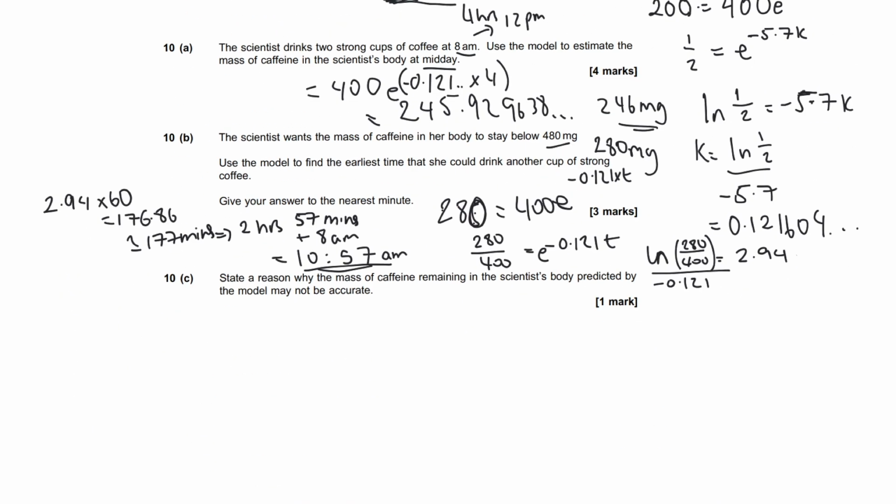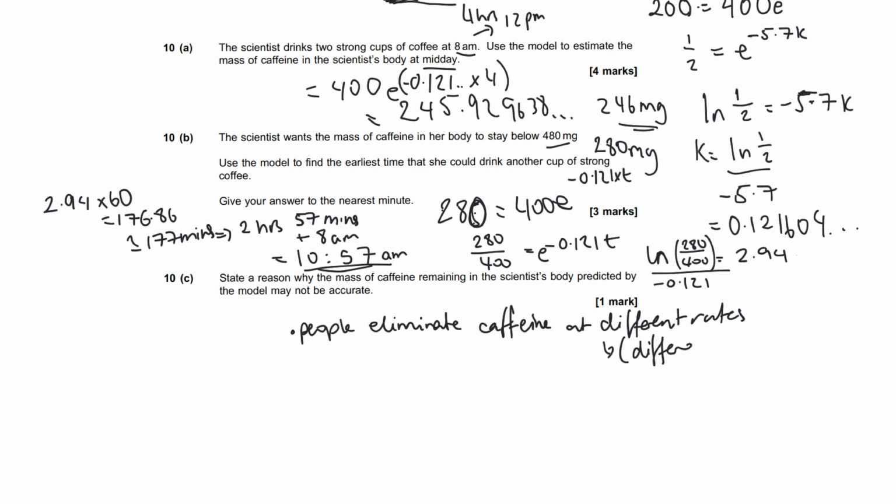Okay, and then it says state a reason why the mass of the caffeine remaining in the scientist's body predicted by the model may not be accurate. Well, there's many different reasons. One of the reasons is the fact that people eliminate caffeine at different rates. So, you know, everyone has different rates of metabolism. And another reason is that the amount of caffeine in a strong cup of coffee may vary.